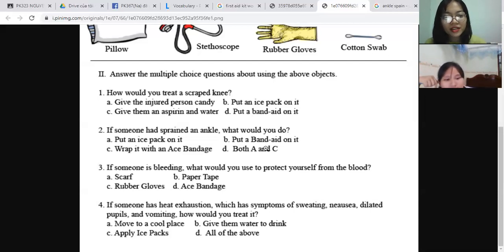Number three. If someone is bleeding, what would you use to protect themselves from the blood?